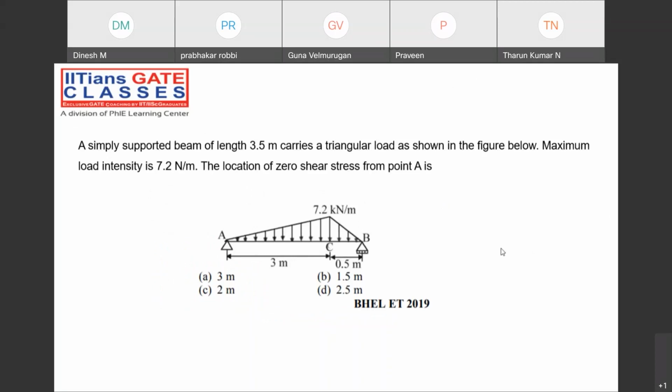This is a uniformly varying load we call. Whenever the loading has been given something like this, we call it a uniformly varying load. Whatever we have seen before this question, that is a uniformly distributed load. This is called uniformly varying load, UVL.